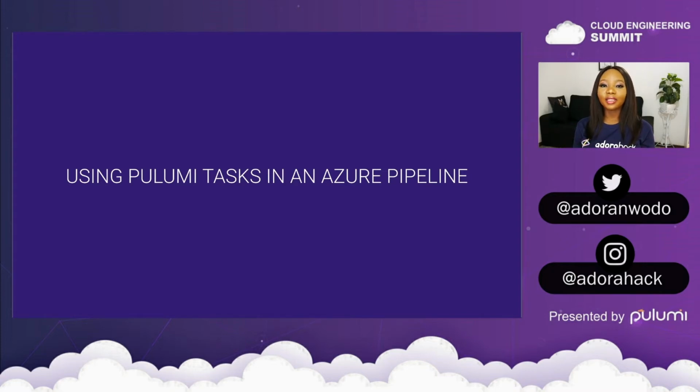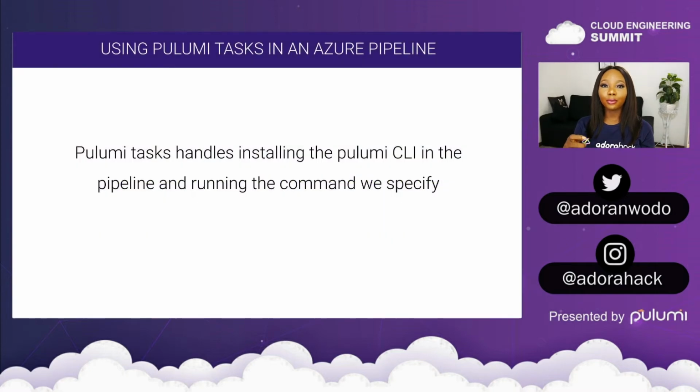So, using Pulumi tasks in an Azure pipeline, Pulumi tasks would help you handle all the things that you need to do before you actually run the Pulumi command. So all the setting up, installing of the Pulumi CLI, and all the things that you need. And then all you need to do basically is use that Pulumi task and specify the command you want to call, along with other important things like your Pulumi access token for authentication.